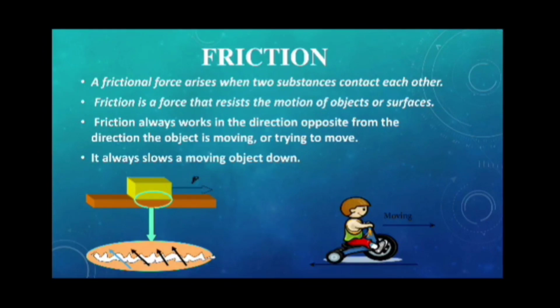So, friction is a force which occurs between two objects that tend to slide over each other, and even when they are actually sliding, that is, moving over each other. It always slows a moving object down.